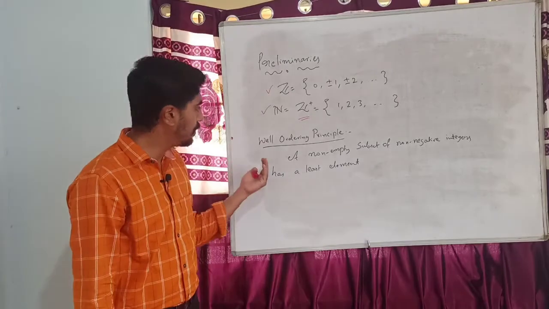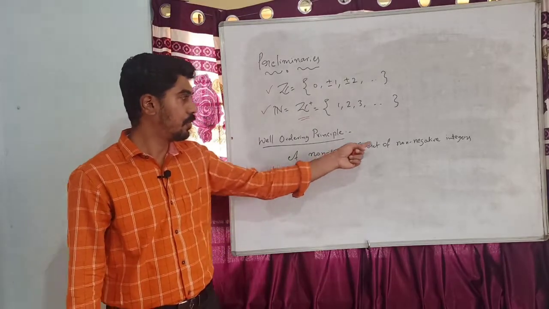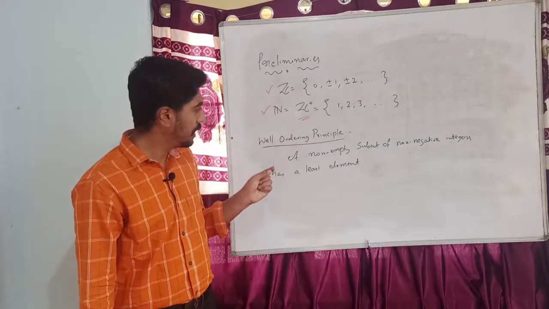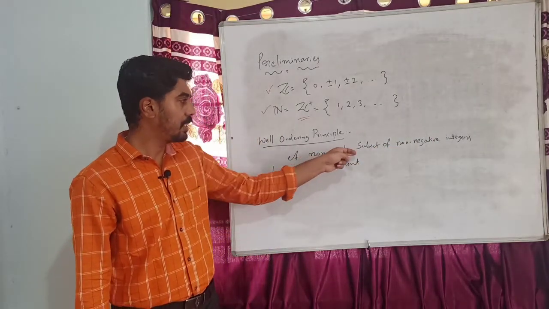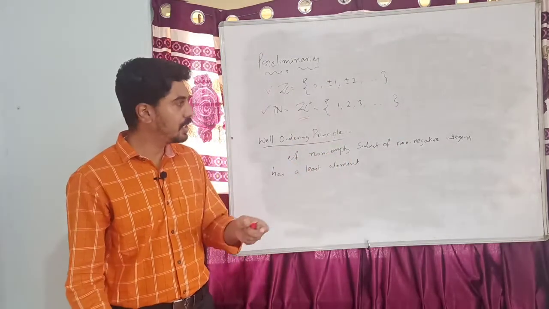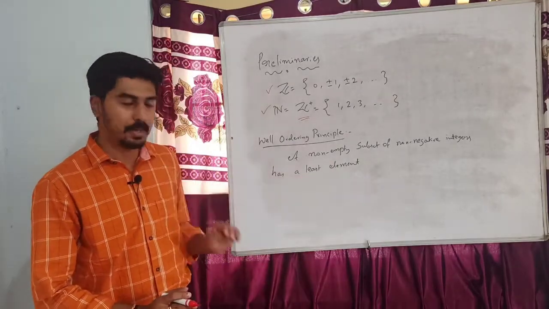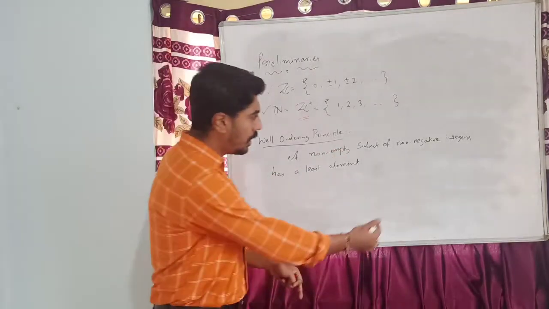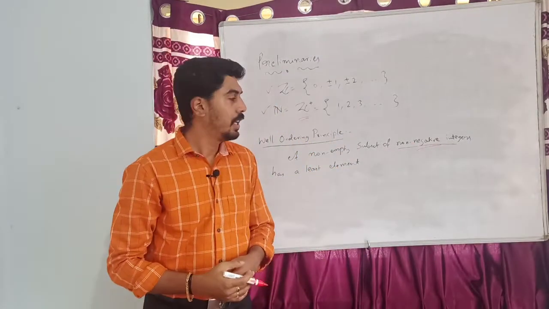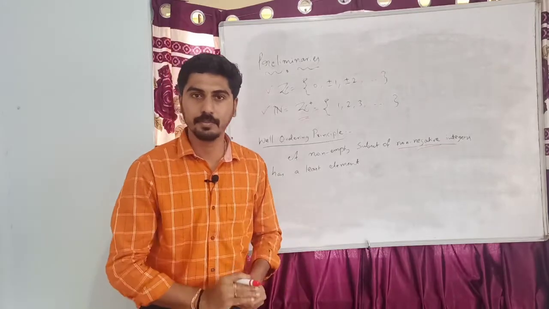Next, let us define what the well-ordering principle is. A non-empty subset of non-negative integers has a least element. In some textbooks, they define that a non-empty subset of positive integers has a least element. It is just a matter of convenience. So we take this statement: a non-empty subset of non-negative integers has a least element. Now we shall define what divisibility is and what the division algorithm is.